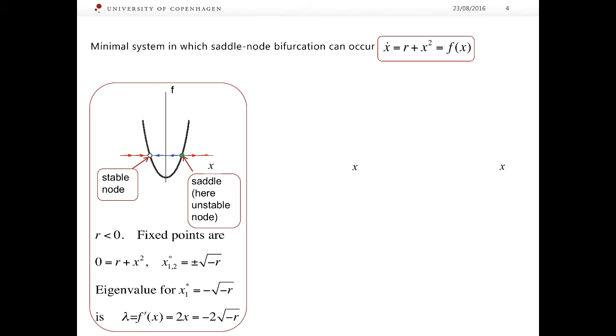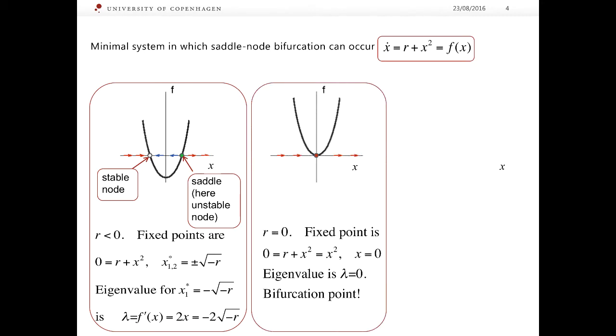So consider the fixed point which corresponds to a negative value of x, minus square root of minus r. Its eigenvalue lambda is equal to the derivative of f, which is 2x, and if instead of x we substitute minus square root of minus r, we obtain minus 2 square root of minus r, which is a negative number. So a negative eigenvalue means that the fixed point to the left is stable.